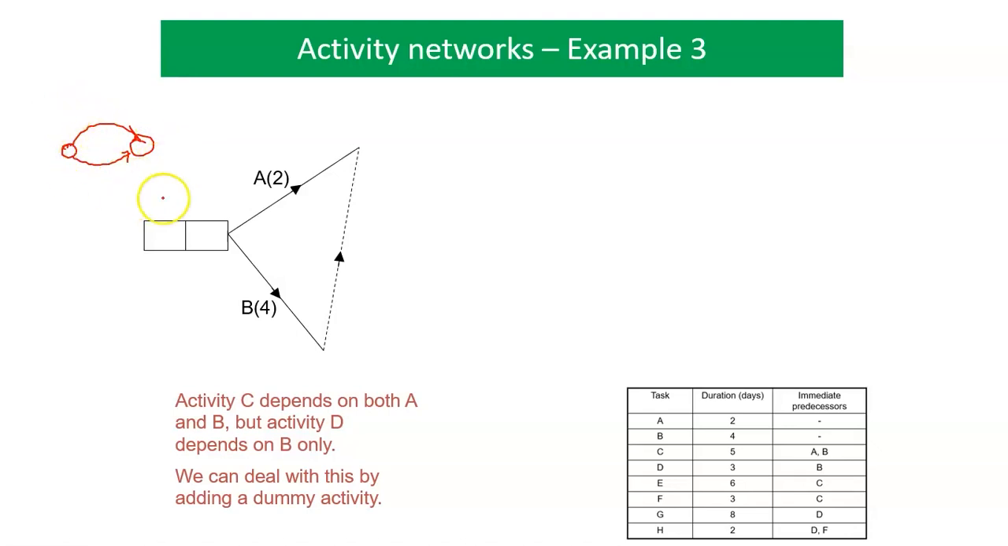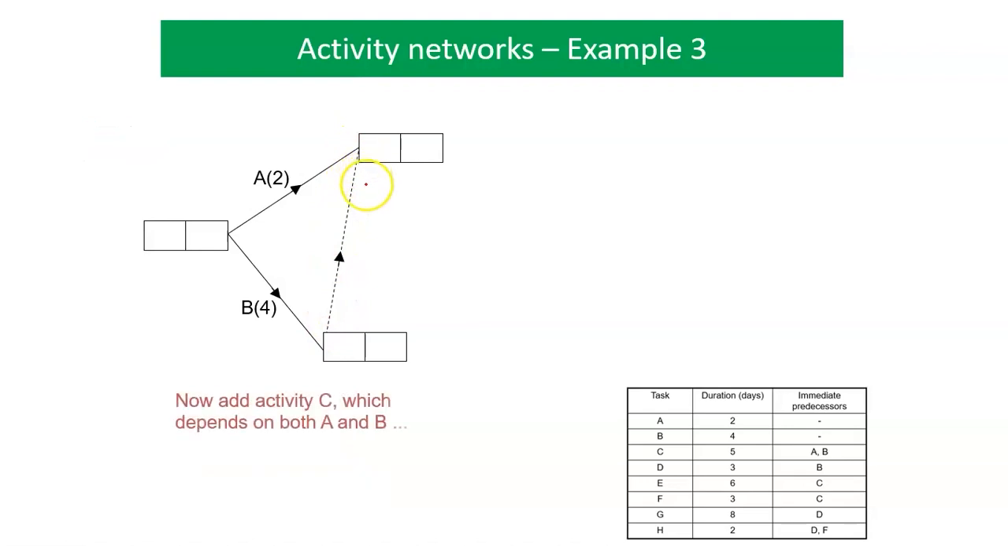When you get this, you end up a bit like we've got here. You've got to put a dummy activity in, and it doesn't matter which way around you do it. I've chosen to do B into there, A into there, and then this one is going to go up to there. Okay. Activity C, it depends on both of these things, A and B. So that's going to come out of here, and that's 5 days. So where are we up to now?